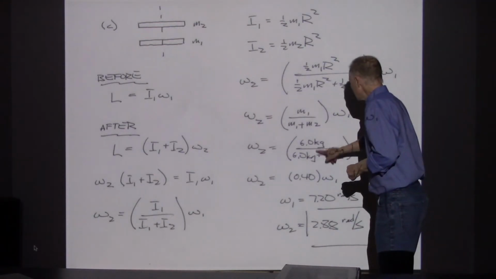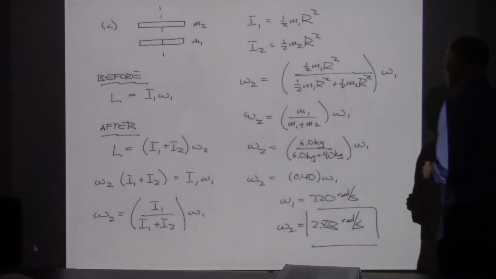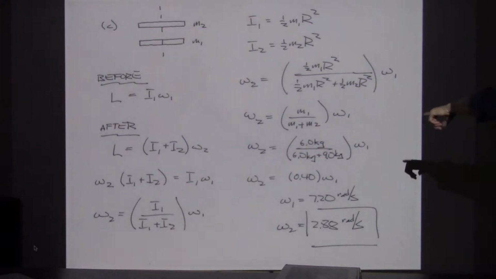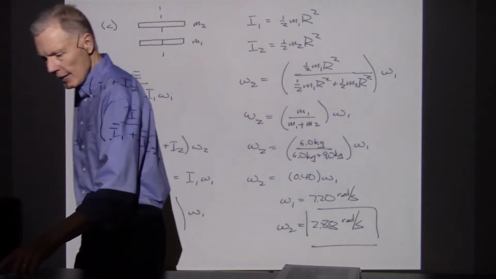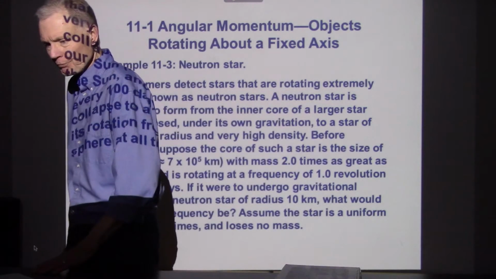And then I put in the 6 kilogram and the 9 kilogram numbers, and it says that the speed afterwards is only going to be 40% of what the rotational velocity was before. So if the initial speed was 7.20, after the two cylinders have come into contact and they're spinning at the same speed, that's going to be reduced to 2.88 radians per second.